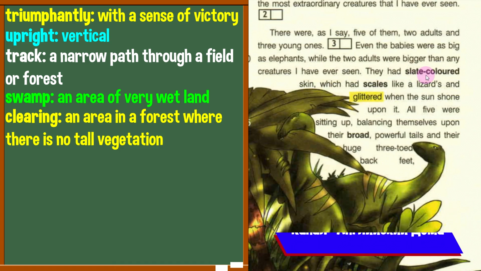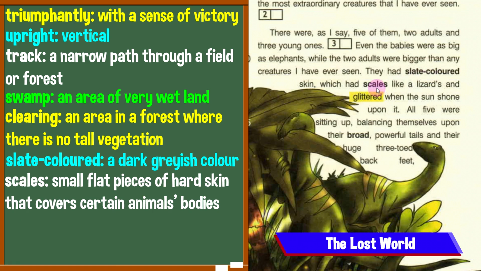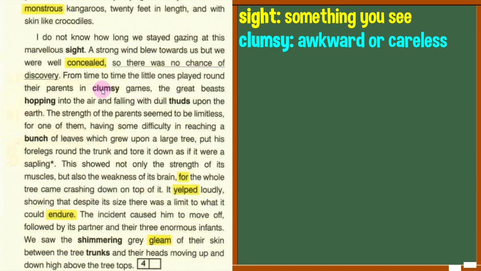Slate colored, a dark grayish color, то есть темно-серый цвет. Scales, small flat pieces of hard skin that cover certain animals' bodies, то есть чешуйки. Broad, wide, широкий. Sight, something you see. Или какой-то вид, да, когда мы его видим, он у нас может быть marvelous, то есть замечательный. Clumsy, awkward or careless, неуклюжий.